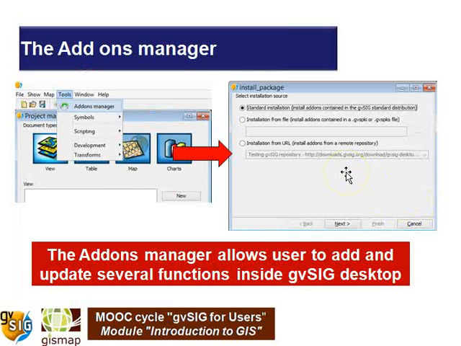And then let's add the add-ons, the plugins. We go on Tool, Add-ons Manager. We click on Standard Installation. There are two more options. We can install from a file received from someone, or install from a URL. We'll see later on in the next videos how to install from a URL.